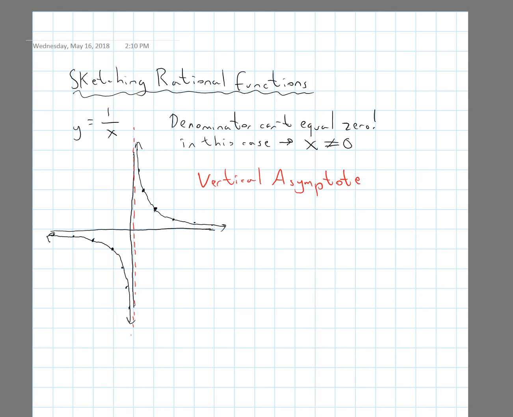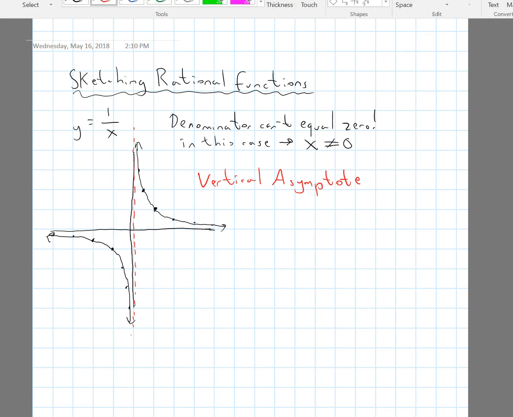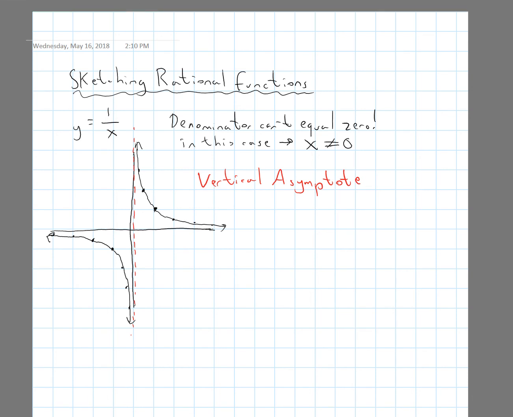So this is a vertical asymptote. It's a line the graph can never touch, and that's from this denominator not being allowed to equal 0. Perhaps not surprisingly, we are also able to have a horizontal asymptote.